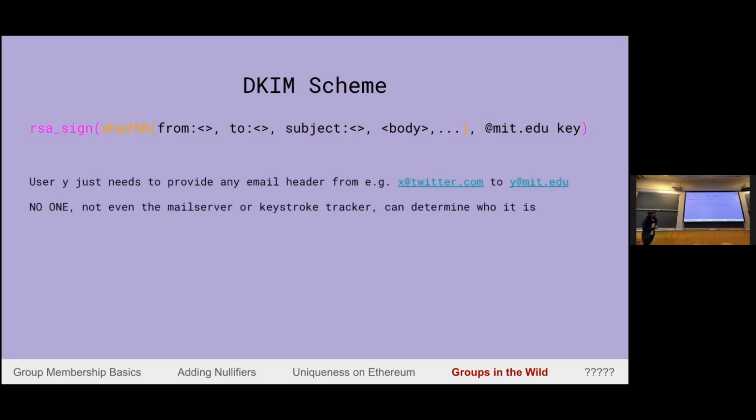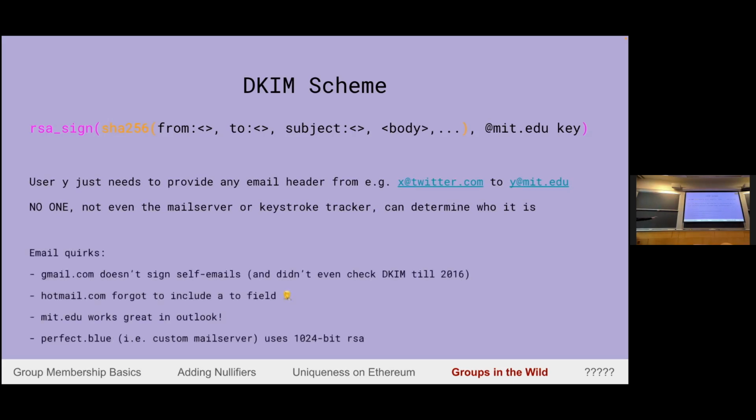Cool. So what you can imagine is that maybe we can do a ZK proof on top of this. If we wrap this entire check in a ZK proof, then a user can provide the signature and the email header to the ZK proof, and you can verify that an email was sent from someone to someone else. And if it's all in ZK, no one can determine who sent the message, what the message was, or who it was sent to, unless the user wants to reveal that as part of the ZK proof.